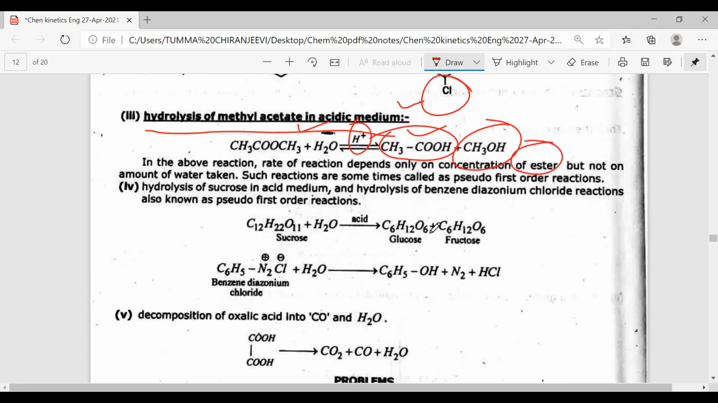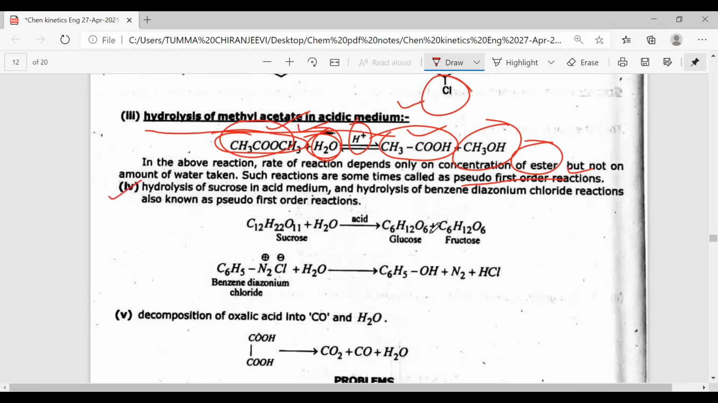This type of reaction is also sometimes called a pseudo first order reaction. If you observe this reaction, there is hydrolysis of methyl ester, so there are two reactants: the methyl ester and also water. The rate of the reaction depends only upon the concentration of the ester. It will not depend upon the amount of water taken in this reaction. So that is why this reaction is known as a first order reaction.